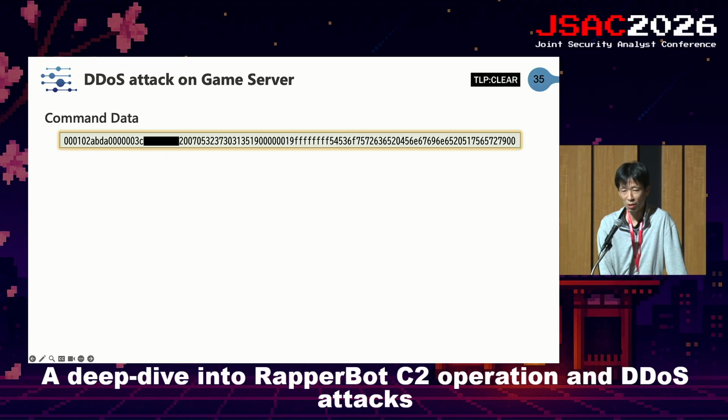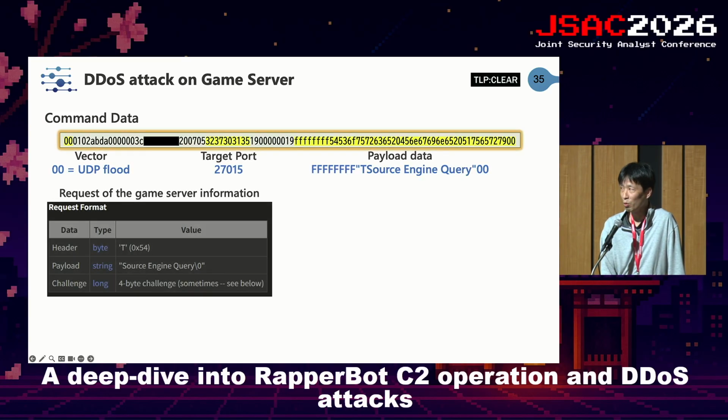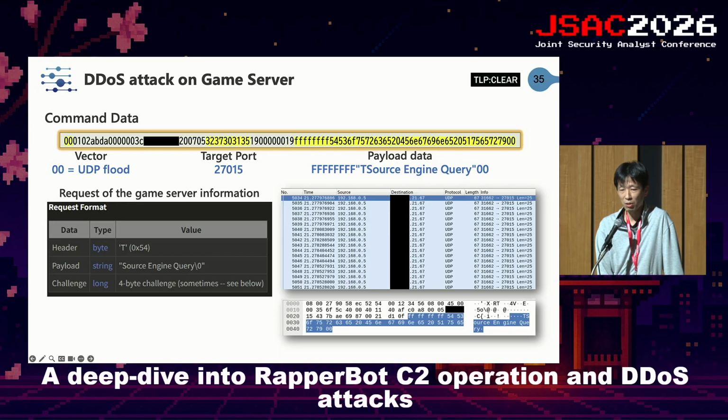Now, let me talk about the details of the attacks. This is one of the common attacks. UDP flood. Target port is 27015. It's a game server's default port. Payload data would be T-source engine query. Game server information is requested by this query. And in the virtual machine environment, C2 is emulated. And when this command is run, in this way, UDP packets are sent repeatedly.